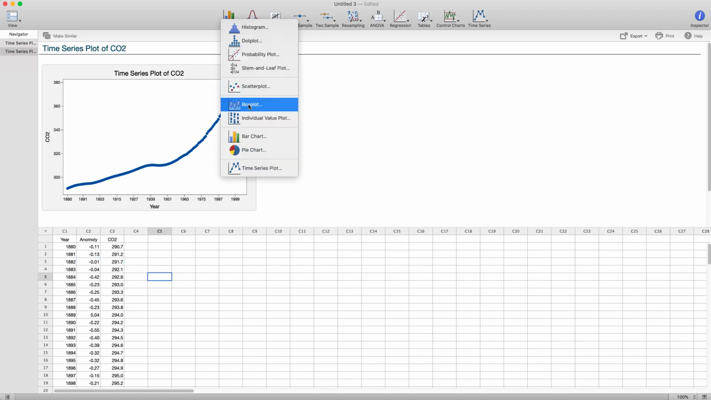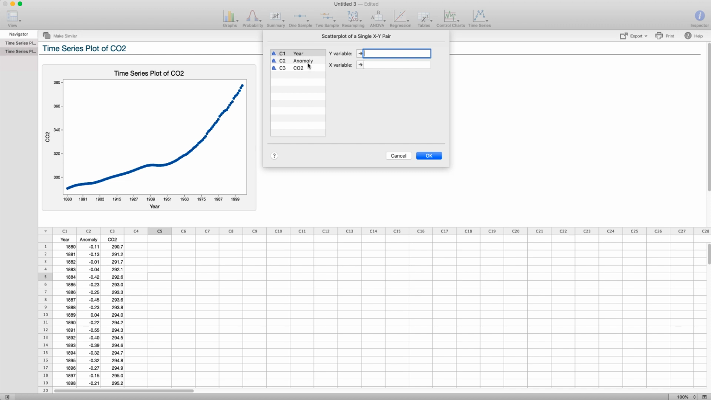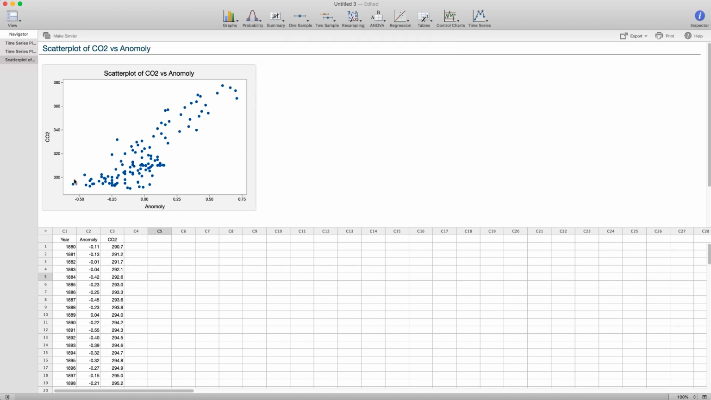So let's make a scatter plot. And it's going to be a single y variable, because we have an x variable and we have a single y variable. So the y variable, we're going to select CO2 concentration, and the x variable, temperature anomaly. And now when you hit OK, you see the relationship between these two. And as you can see, as the temperature anomaly goes up, CO2 concentration goes up, and vice versa. So this shows that there is a positive correlation between these two random variables, temperature anomaly and CO2.